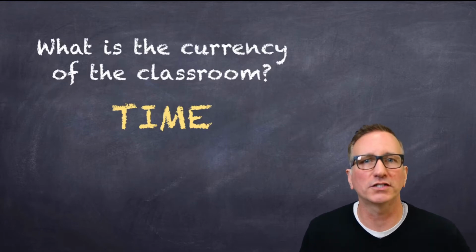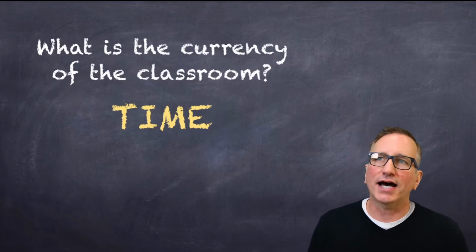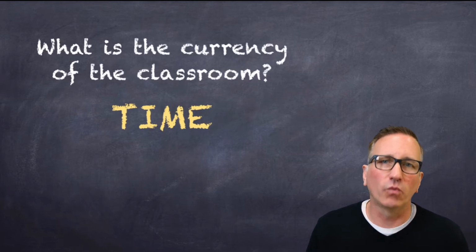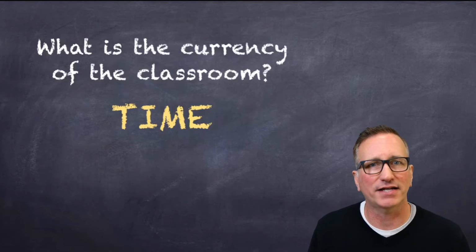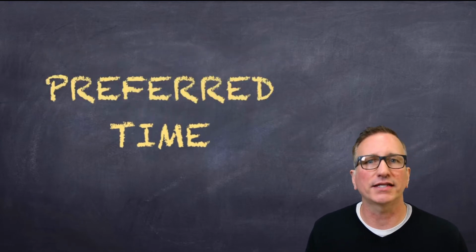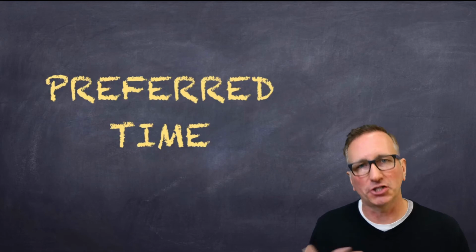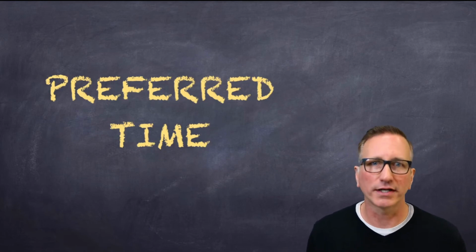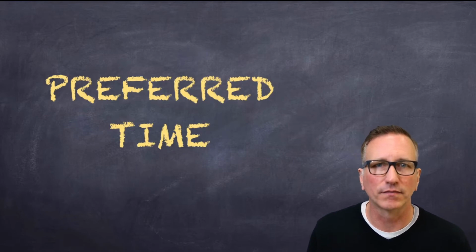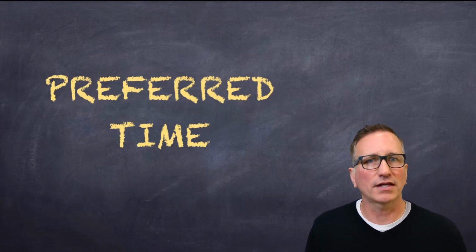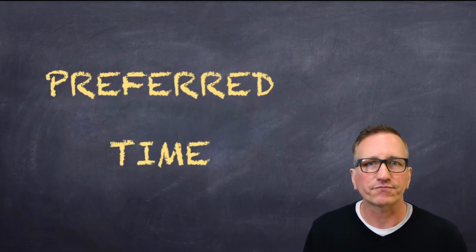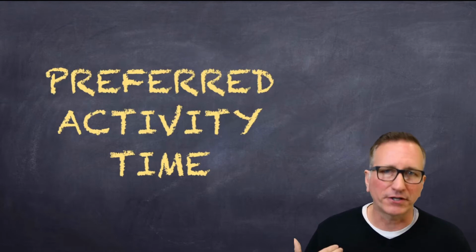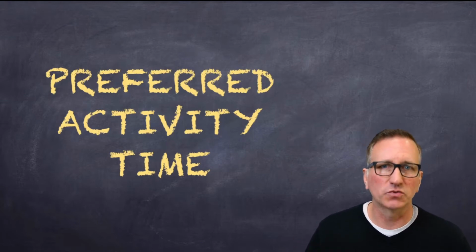Now, what do kids want to do with time? Well, they've got to do something that they want to do, right? This is their time. We're going to give them the gift of time. So it has to be something that is preferred, okay? A generic way of saying something that they want to do. So they're going to spend their time doing something that they want to do. Now, what's something they want to do? Well, the generic term for something to do is an activity. So we've got preferred activity time is what we're going to give them.